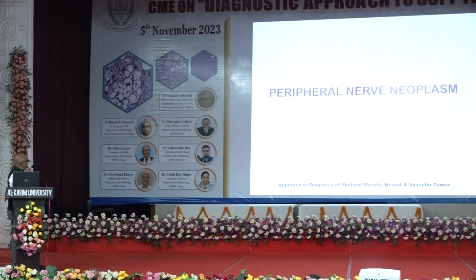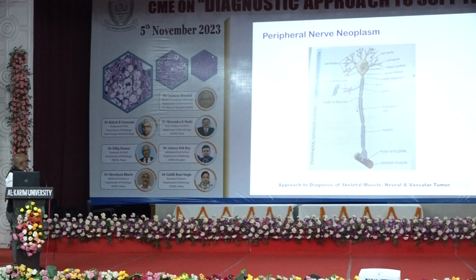Now the peripheral nerve neoplasms. Just for briefing, because for nerve histology, many pathologists don't know where the Schwann cells come from. So see, this is the Schwann cell. This is a motor neuron, and this is in the central nervous system. This is the peripheral nervous system, and this is the Schwann cell. Here it is, the Schwann cell. When you see schwannoma, you must think, okay, this cell is making the schwannoma.